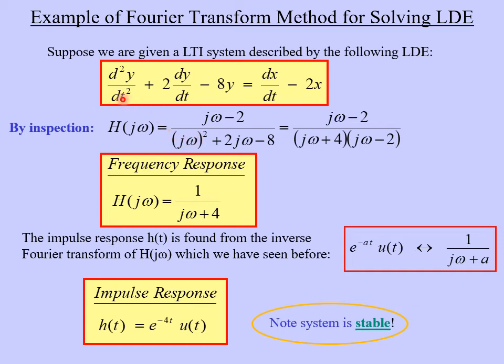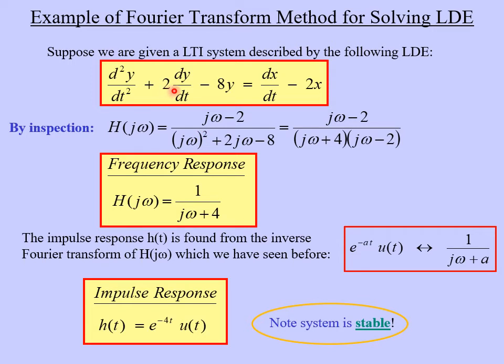On the bottom, we do the same thing. The denominator of the frequency response is going to be the y coefficients. So this is a second derivative of y. Remember, that gives us a factor of j omega squared.